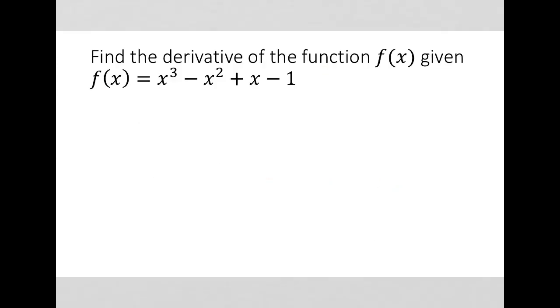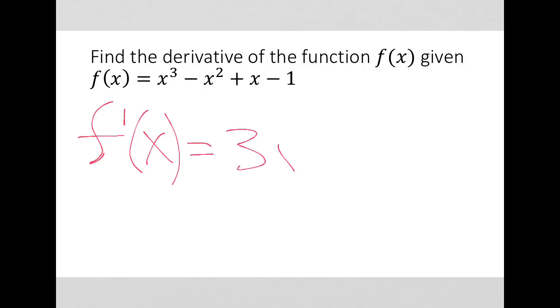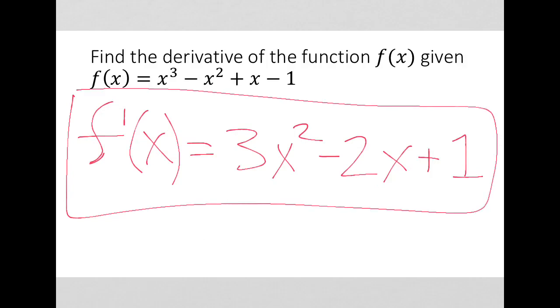So one more real quick, do it super quickly. If I have this function here and I want to find the derivative f prime of x, I'm going to take the derivative of x cubed is 3x squared. The derivative of negative x squared is negative 2x, and the derivative of x is 1. And then that minus 1 has a derivative of 0, so that is our f prime of x derivative function right there.